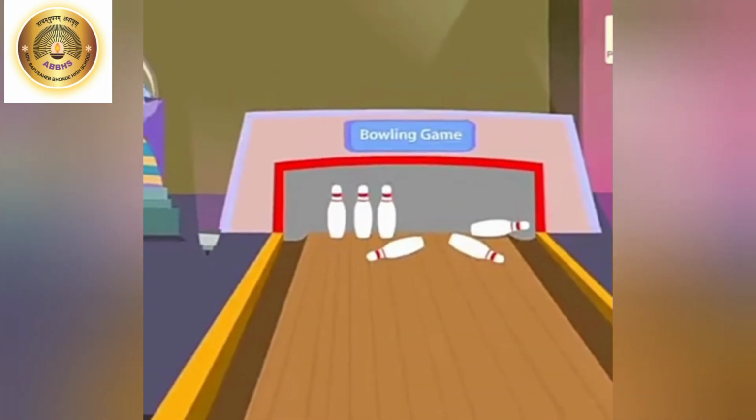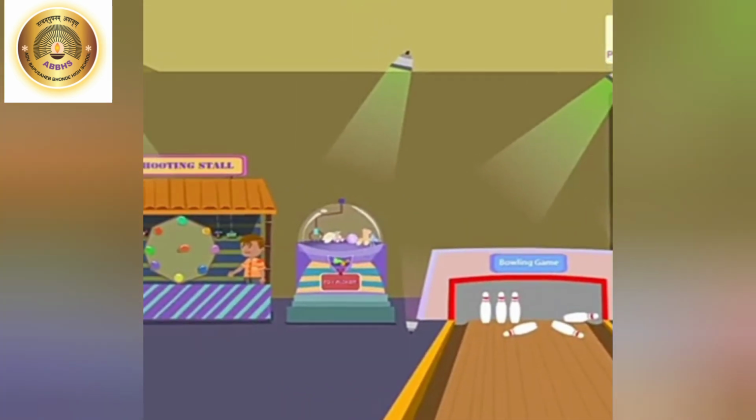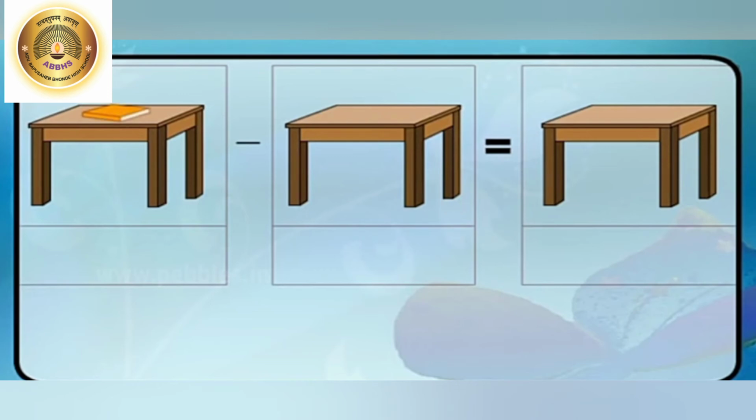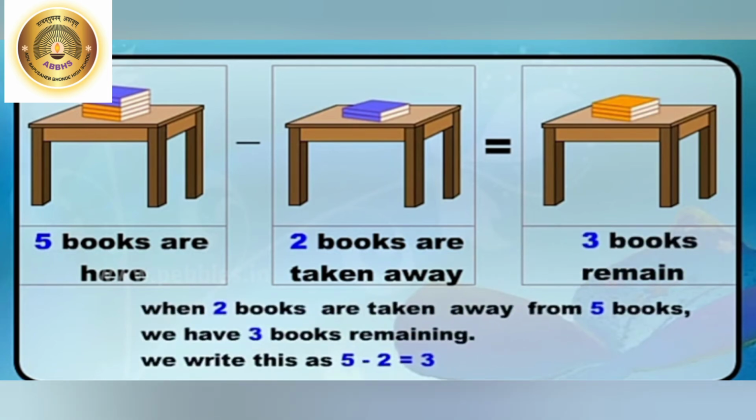Now let's check this example. There are 2 ways to write subtraction, horizontal and vertical. See, there are 5 books on the table. 2 books are taken away from 5 books. So how many are left? Yes, we have 3 books remaining. We will write this as 5 minus 2 is equal to 3.